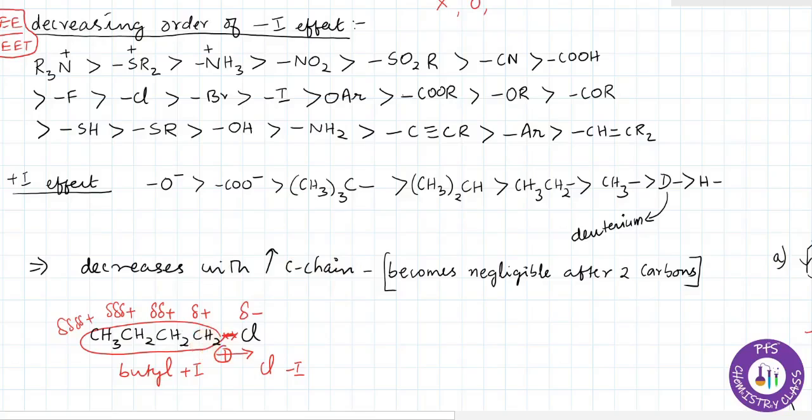experienced by this first carbon will be represented as delta plus. As I told you, a plus sign alone indicates an empty orbital, but this is delta plus. That means this carbon will partially experience an electron deficient nature due to the pulling of electrons by chlorine. So we represent that with delta plus.